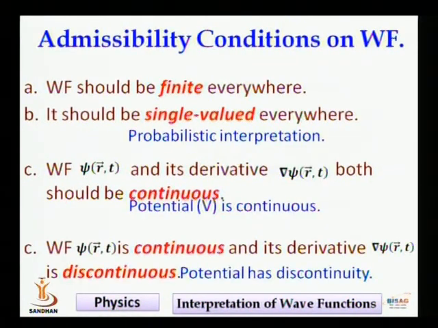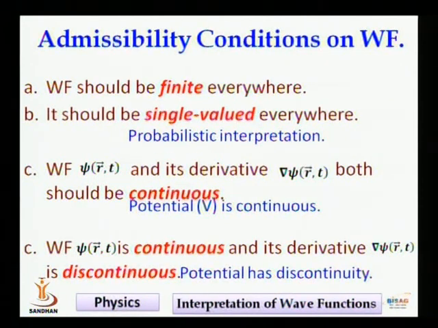Finally, after knowing the statistical interpretation of the wave function, let us spare 2 or 3 minutes to discuss the admissibility conditions on a wave function. What are the mathematical conditions that have to be taken care of while describing the wave function? Number 1, it should be finite everywhere. It cannot give an infinite value, otherwise the probability of finding a particle gives an infinite value, which is physically not possible. It should be single valued everywhere.